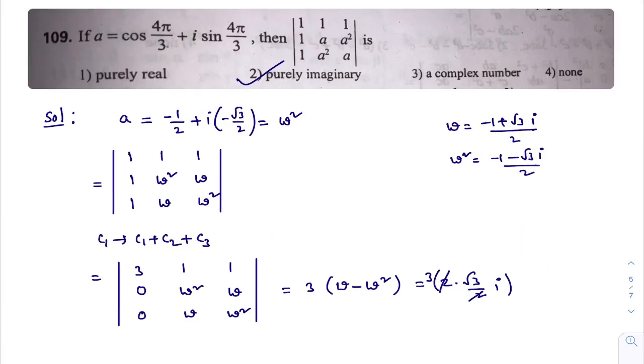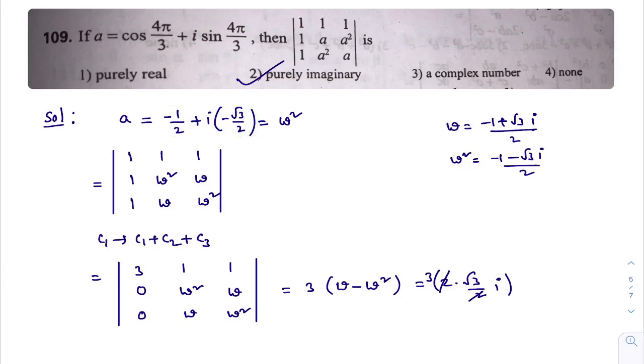Now the next problem. You see, a equals cos 4 pi by 3 plus i sin 4 pi by 3. Then what is this value? You know how to calculate cos 4 pi by 3. It is cos of pi plus pi by 3, which is minus cos pi by 3. Pi by 3 means 60 degrees, so that is minus 1 by 2. Similarly, you calculate sin of 4 pi by 3. You will get minus root 3 by 2.